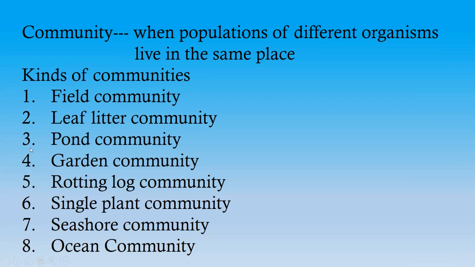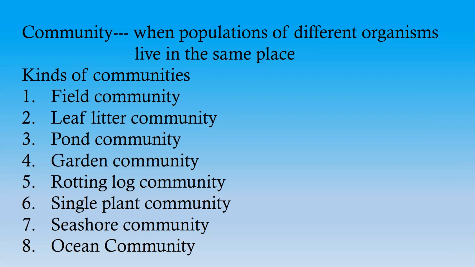Number 3, we have pond community. Organisms found in a pond include aquatic animals and aquatic plants. Can you give me an example of aquatic animals? Aquatic animals live in water, that you usually find in a pond. For example, fish. Okay, fish. What else? Frogs, right? Yeah, frogs. Newt. What else?